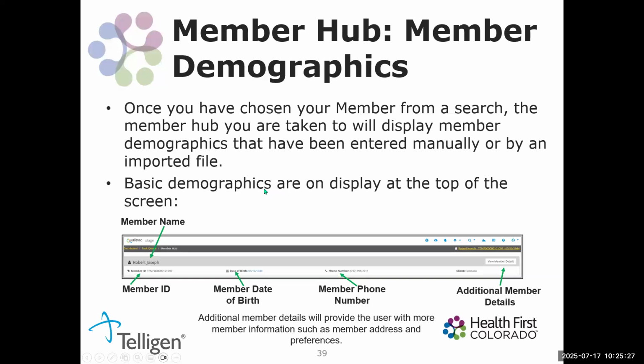So in the member demographics, you will see basic demographics at the top of your screen. Notice here's our nav bar. Here's your little easy button. It'll give you the member name, member ID, date of birth, phone number. And if you wanted more information like their address, you can click on this button here, and this will give you additional member details.